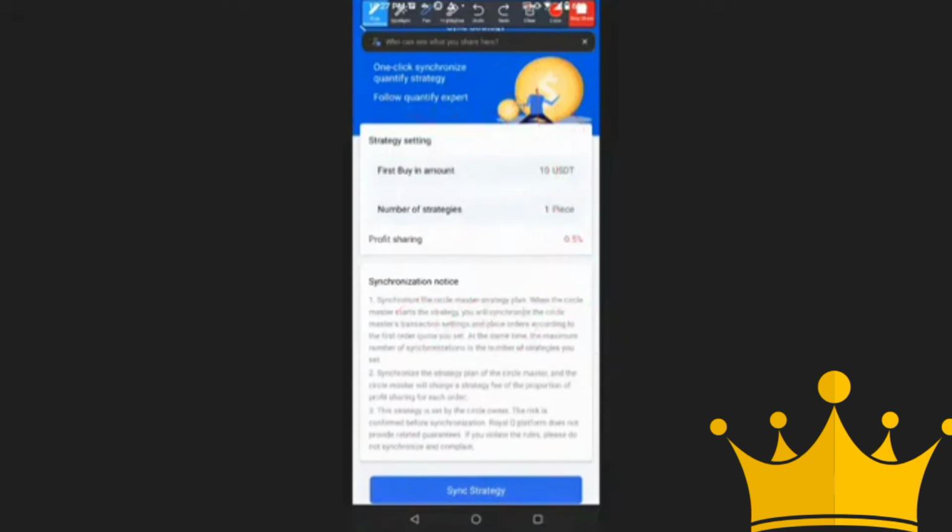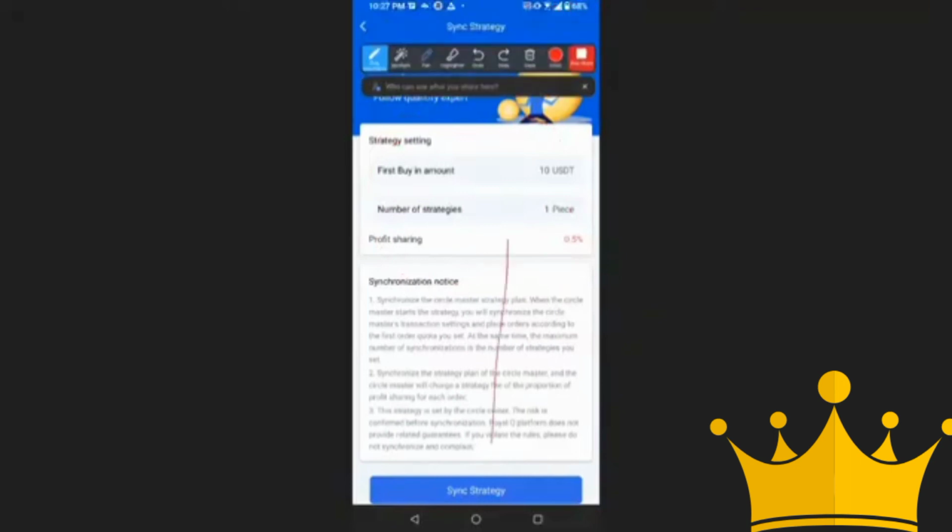Who are these people? These people are traders who day and night sit in front of the computer to trade. So you follow them, they get some profit sharing, and they will decide when to buy, when to close, what coin to buy. So you cannot decide which coin also. They will decide. Okay, so you can choose to follow. In this case, let's say I want to follow. I click on sync strategy.